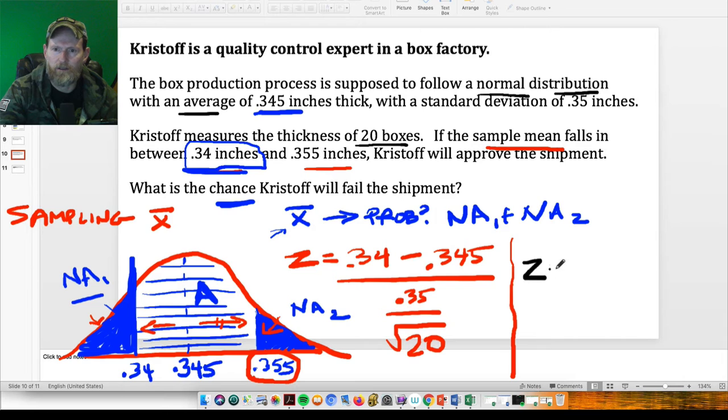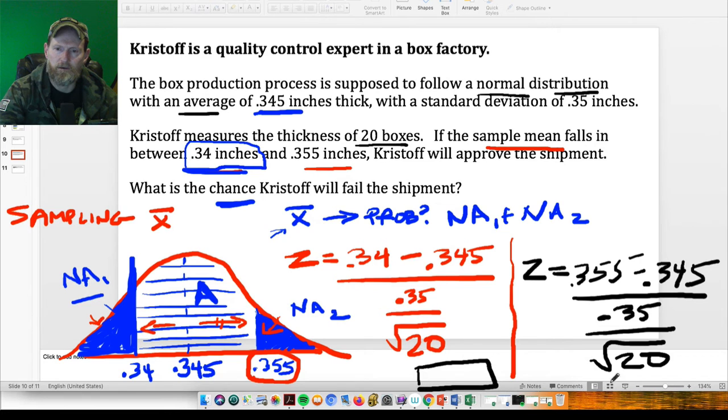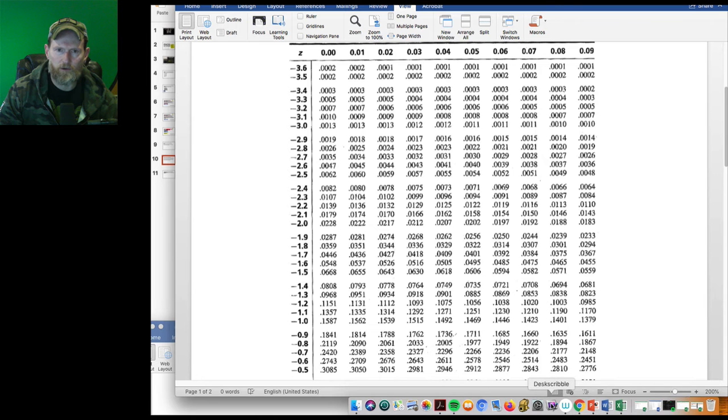So let's do the setup. We have z. Again, we want to take that value for X bar, 0.355 minus 0.345, and everything else is the same, by the way: 0.35 and the square root of 20. So we're going to find a probability here and a probability here. So I'm going to go here to my z-table.